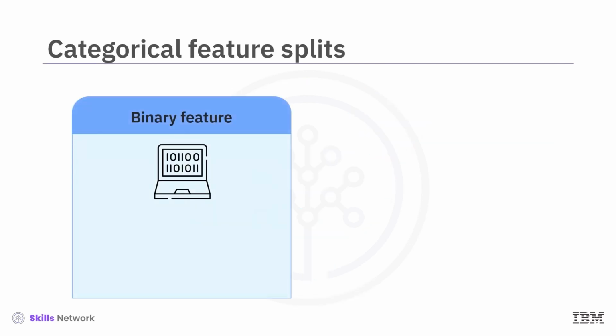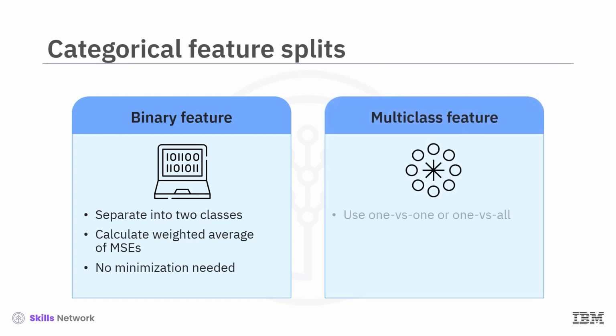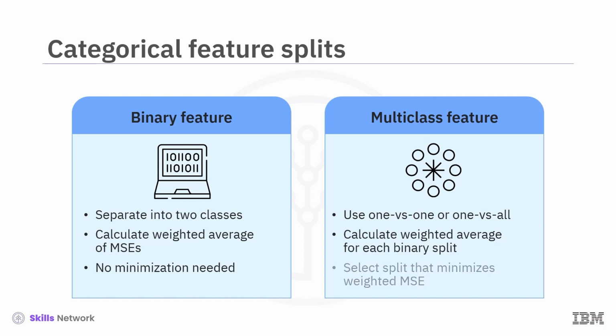For a binary feature, instead of using thresholds, the data is simply separated into its two classes, and the split quality is just the weighted average of the class MSEs. The weighted MSE has only one possible result, so it is already optimized. For a multi-class feature, you can use a strategy like 1 versus 1 or 1 versus all to generate a set of possible binary splits. Then, for each binary split, calculate the weighted average of the MSEs. Select the split that minimizes the weighted MSE and thus the lowest prediction variance.